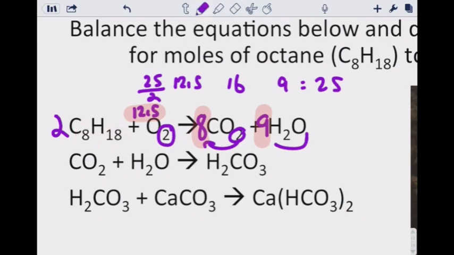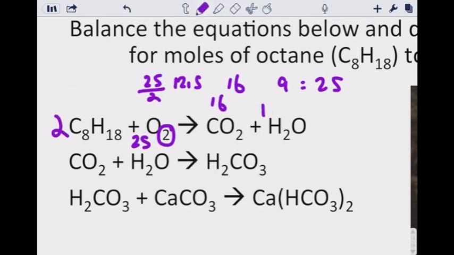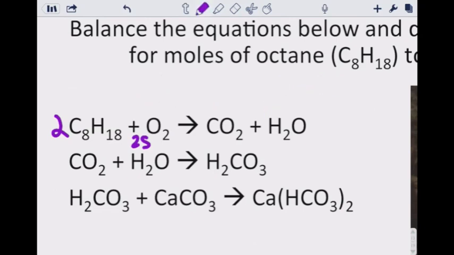So you can think 12.5 times 2 is 25, and then 8 times 2 is 16, and then 9 times 2 is 18. And if you look, everything's balanced now. Just a little trick you can use with combustion that helps you out, because combustion can be a little bit tricky sometimes. So we have 25, 16, and 18. Okay, that's our first equation.